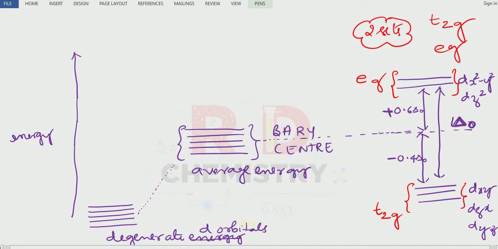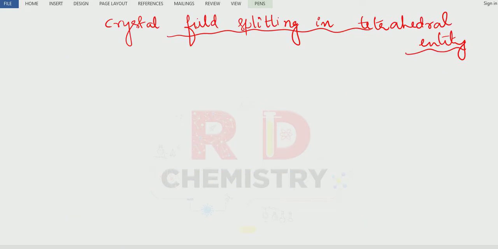Which will repel more? EG will repel more. Which will repel less? The T2G set will repel less. Clear? This is the sketch of the crystal field splitting in the octahedral entity. Now I'll explain crystal field splitting in the tetrahedral entity.